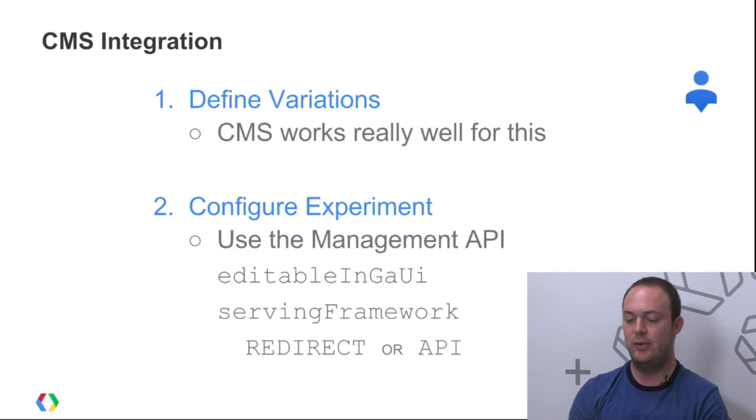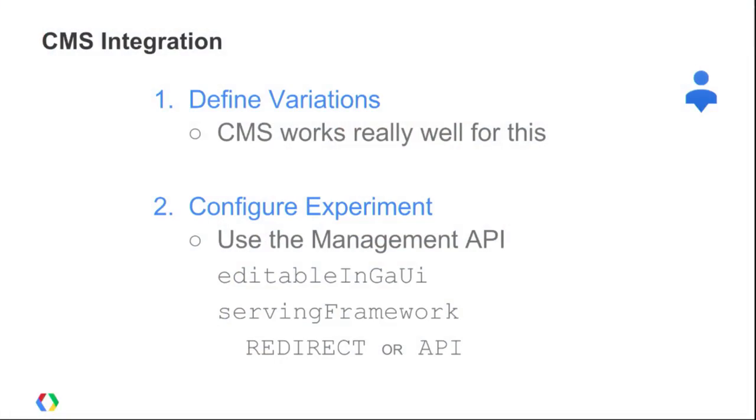There are a few things that you want to do here, and this is what people usually ask me about. When you create the experiment using the management API, there's a property, or argument, that you can set called editable in GA/UI. If you set this to false, it will prevent the user from going into GA and changing the configuration for that experiment. You might want this because you're going to manage it all through the CMS, and you want to disable that functionality so that they don't go in and stop the experiment early or make changes, because you've set this up through the API. That prevents any changes in the UI from happening.